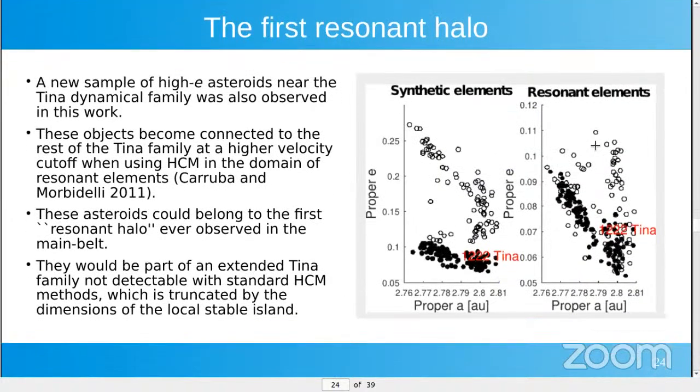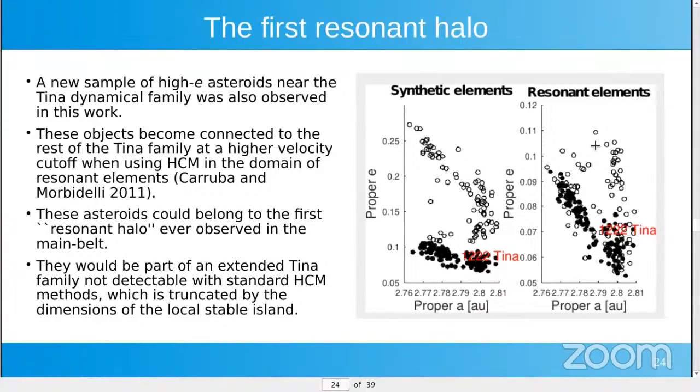Another thing that we can do for Nu-6 asteroids was sampling the TINA objects in the TINA family. The TINA family is a family that has been known for more than 10 years to be in the stable configuration of the Nu-6 by Carruba and Morbidelli in 2011. But now we found objects that are part of what we call a resonant halo.